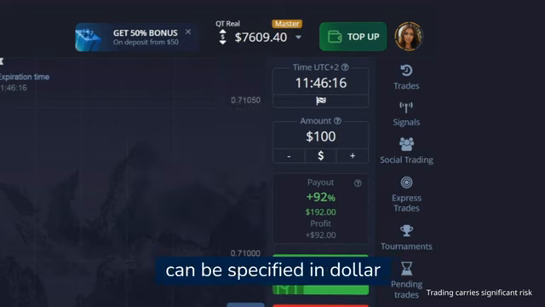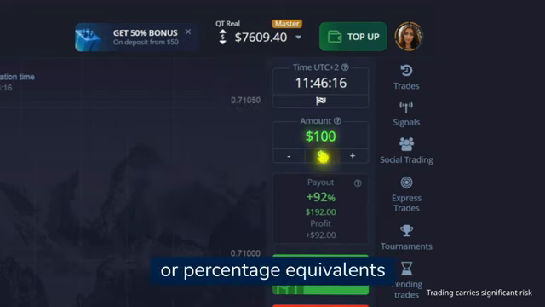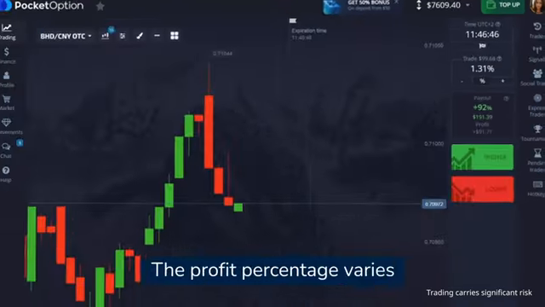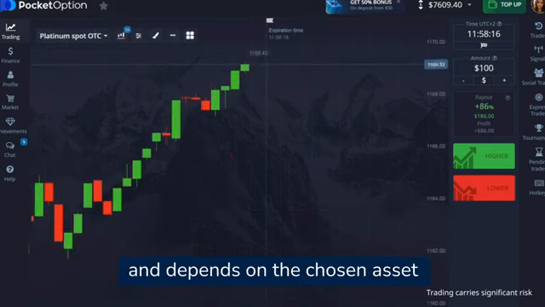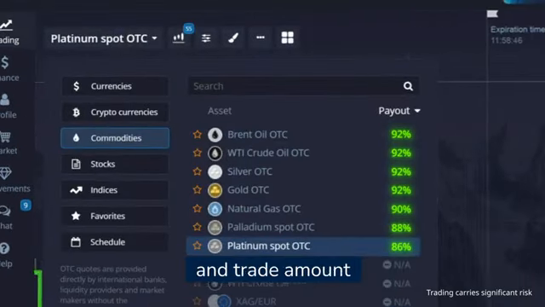The trade amount can be specified in dollar or percentage equivalents. The profit percentage varies and depends on the chosen asset and trade amount.